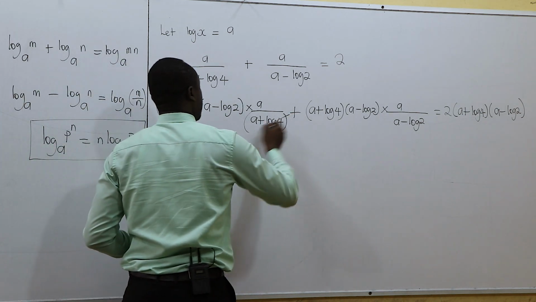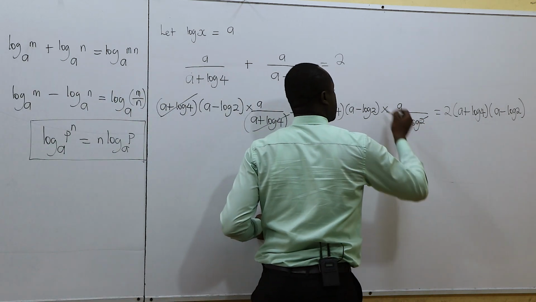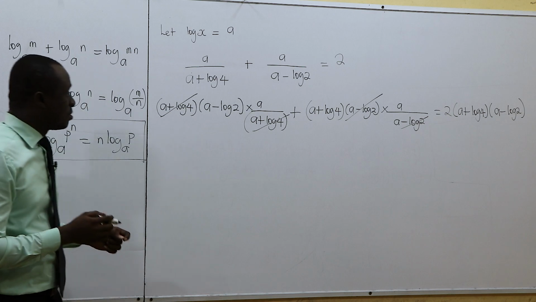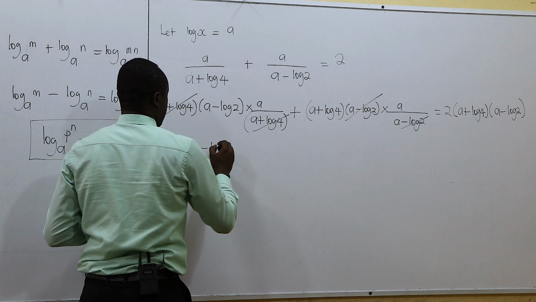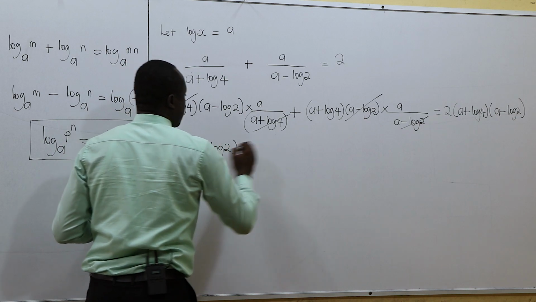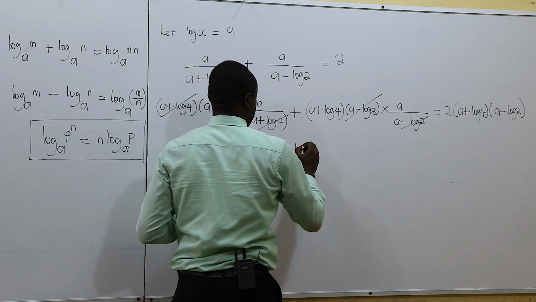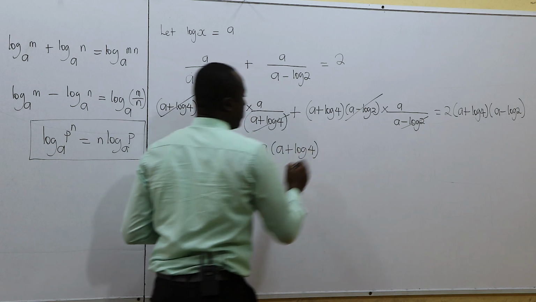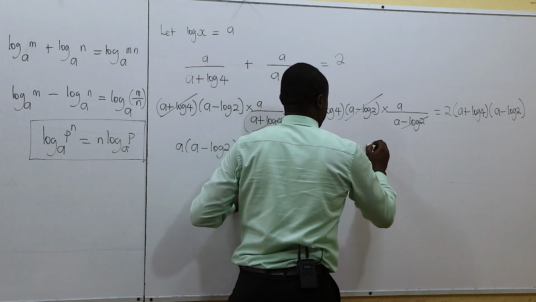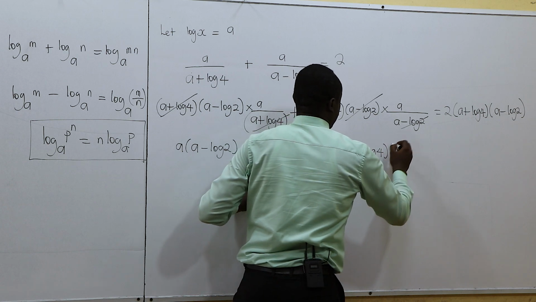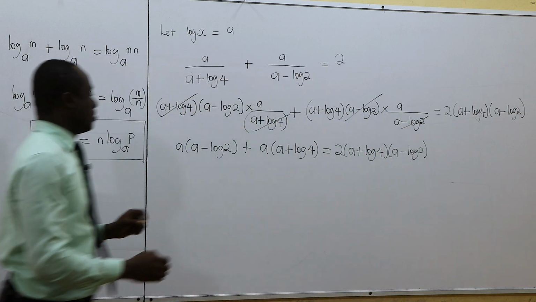Now what can we see? A plus log 4 cancelling a plus log 4. A minus log 2 cancelling a minus log 2. So in essence, what do you have? A times a minus log 2 plus a times a plus log 4. And this is equal to 2 times a plus log 4, a minus log 2.